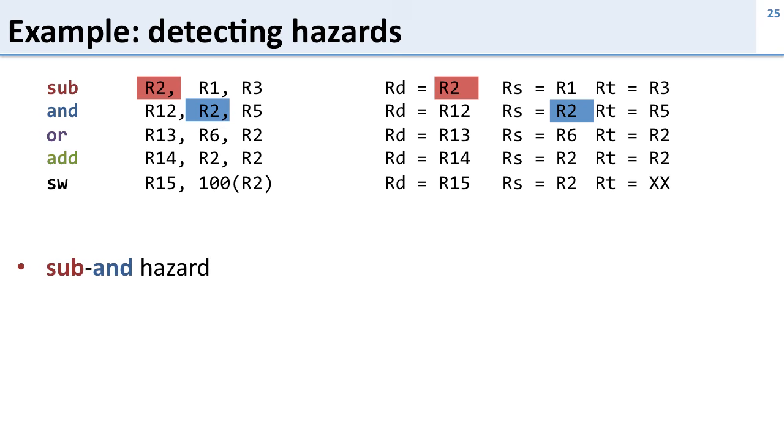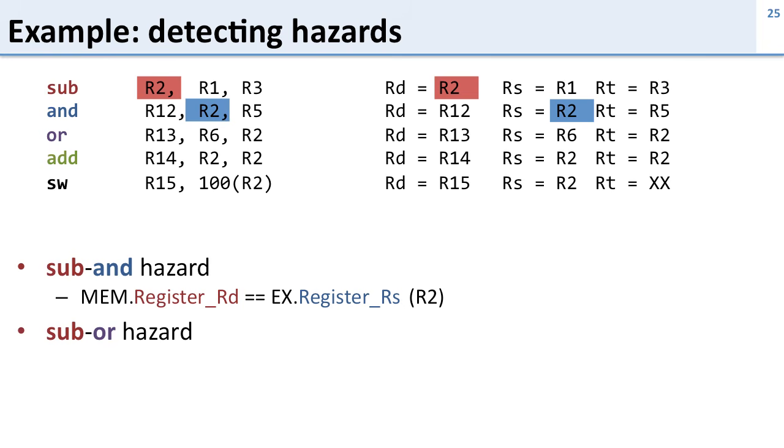And so what our detection logic for detecting hazards will do is say that in the memory stage, the destination register is the same as the execution stage's source register. That is, when the subtract instruction is in the mem stage and the AND instruction is in the execute stage, the hazard detection logic is going to see that there's a hazard there.